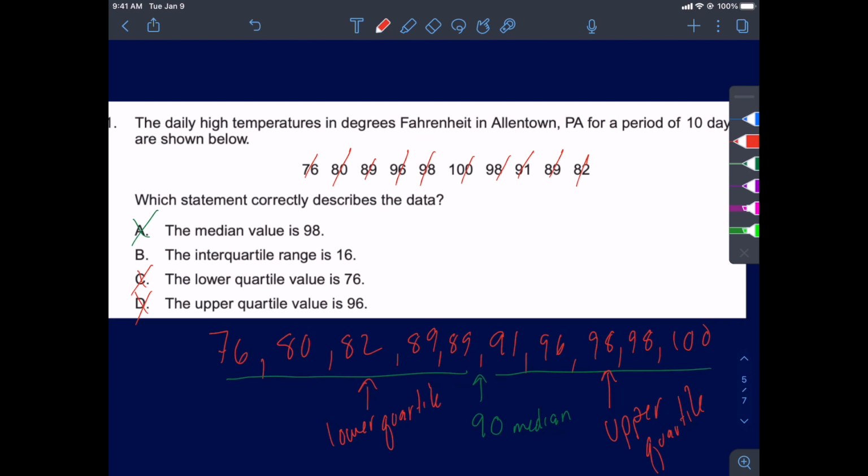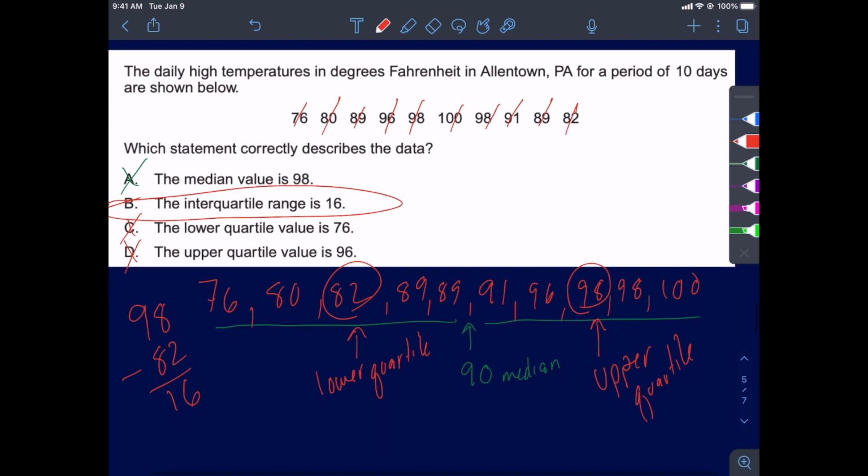And you could just default to B and say, okay, but let's make sure we know what the interquartile range is. It is the difference between those two quartiles. So 98 minus 82, ta-da, it is in fact 16. So letter B is our choice for this question.